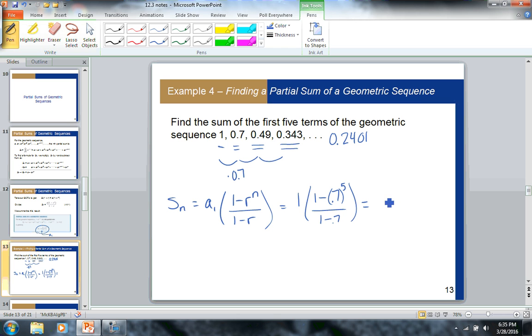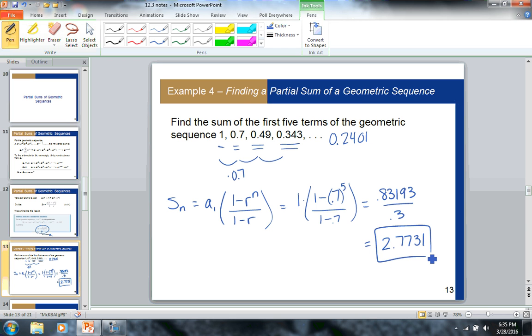When you do that, you should get 0.83193. And then here in the denominator, 1 minus 0.7 is going to be 0.3. So when you divide those, you should get 2.7731. And again, I'd have to multiply everything by 1, but that doesn't really do anything to my partial sum.